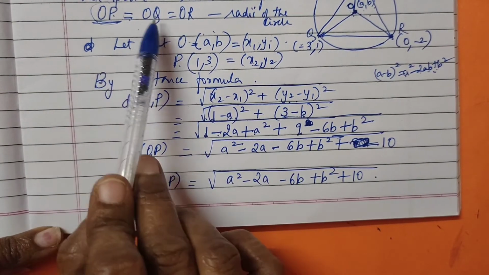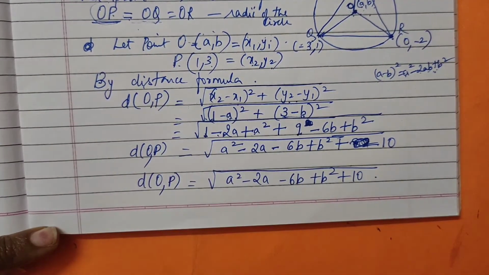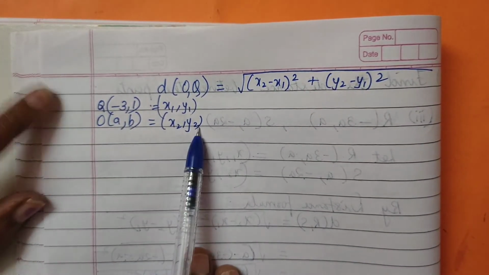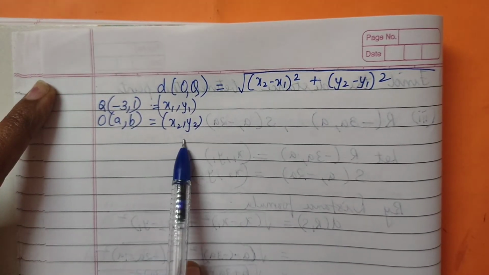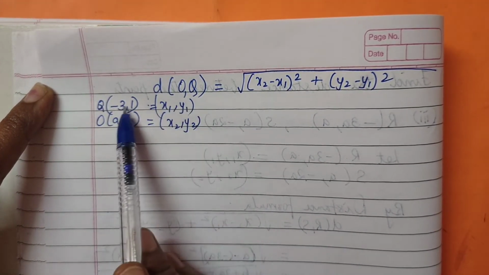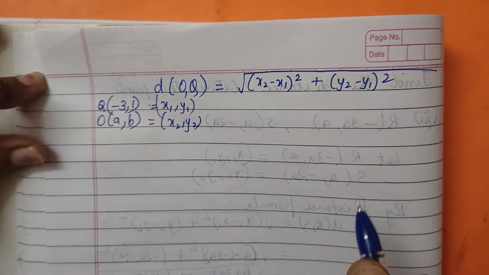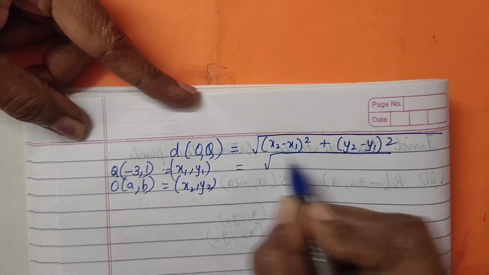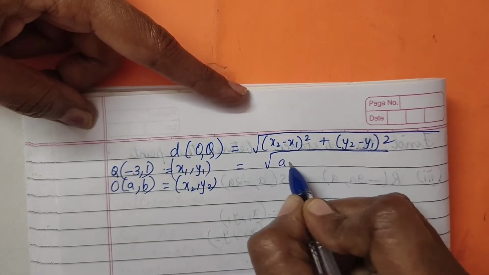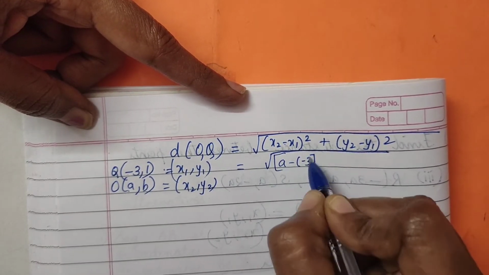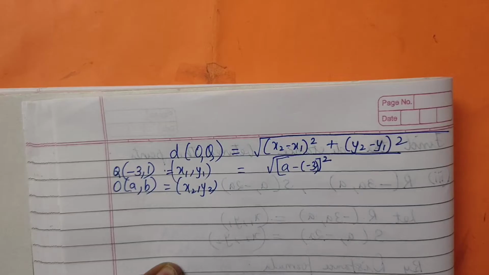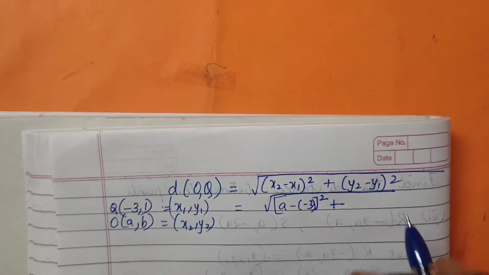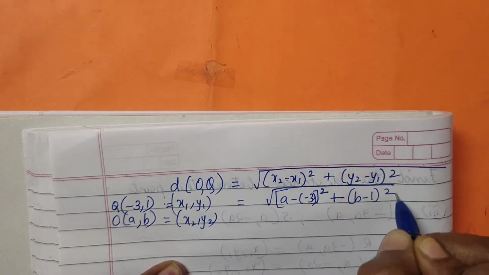Now we have found OP, we will find the distance OQ similarly. OQ, as I said, what is the O coordinate? That is (a, b) as (x2, y2) and Q is (minus 3, 1) as (x1, y1). We can put O or Q first, depends on you. The answer will be the same. So now I'm going to do x2 minus x1, that means (a minus of minus 3) the square plus y2 minus y1, that means (b minus 1) the square. So I'm writing (b minus 1) the square.